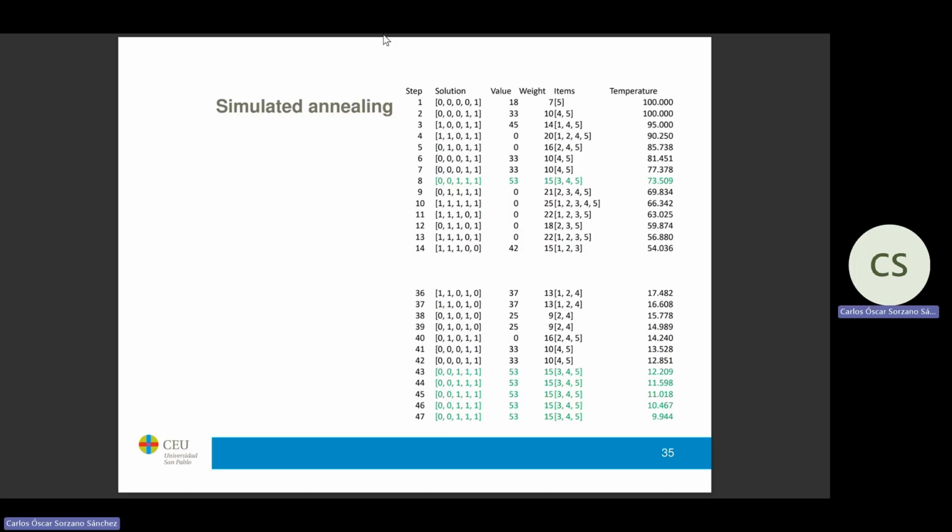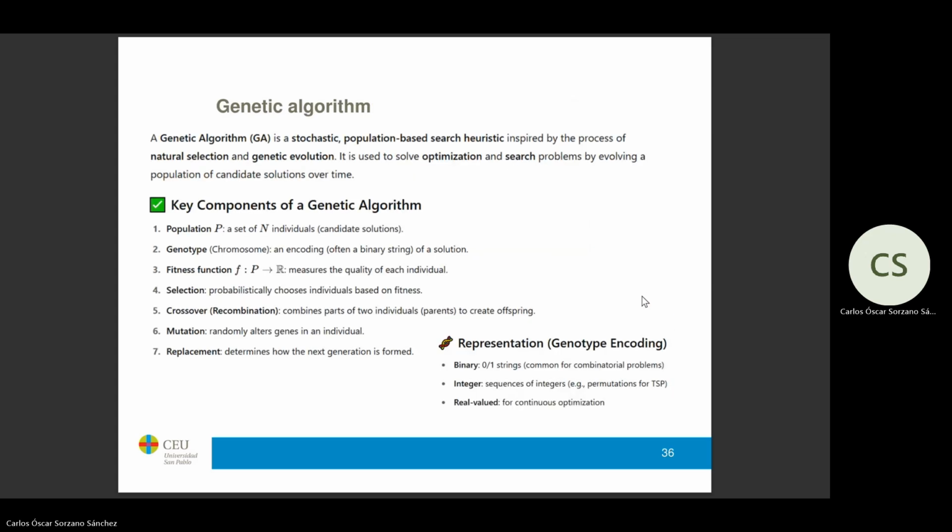So this simulated annealing is a very, very good algorithm, very much used. Its problem is that you have to cool the system very, very slowly, and that takes a lot of time. Any question?